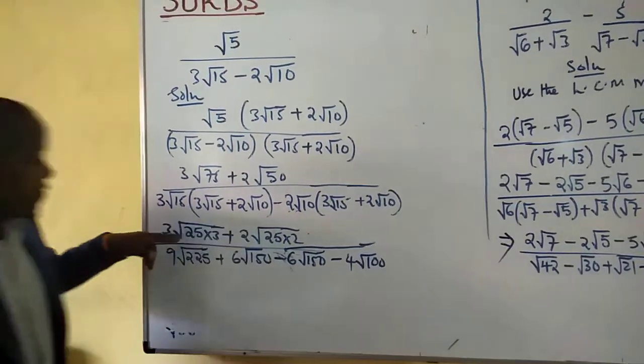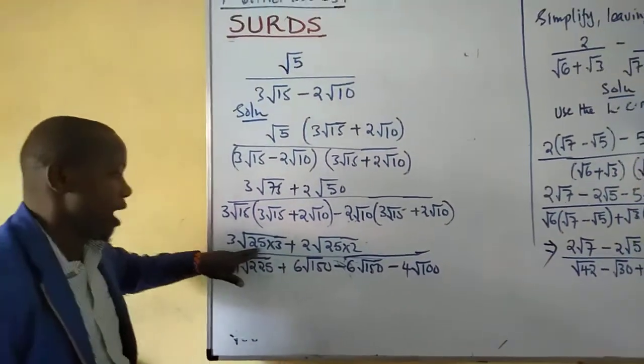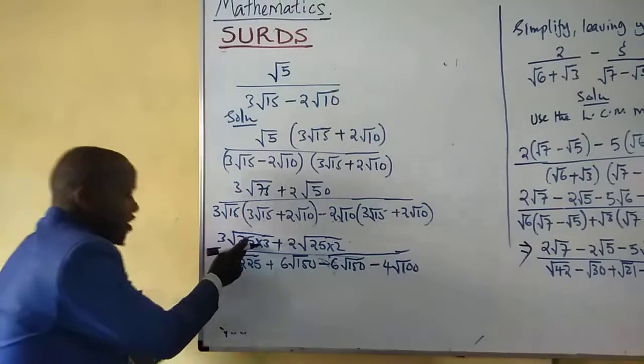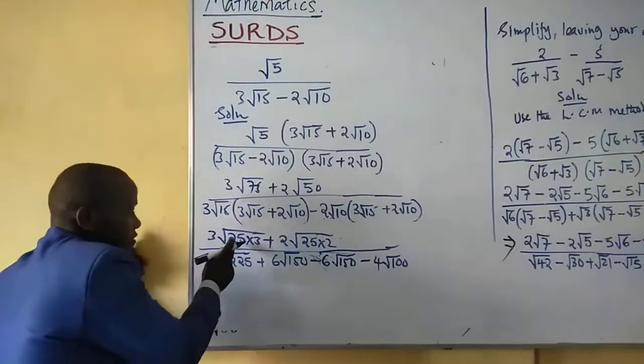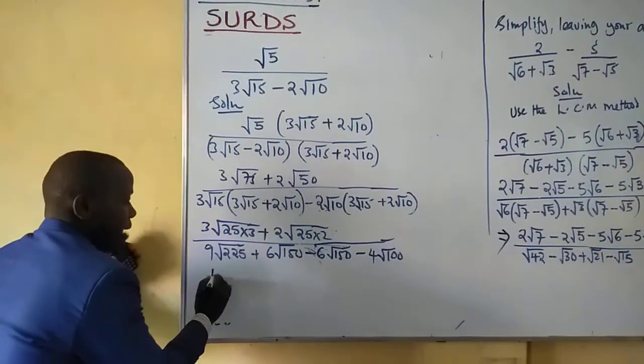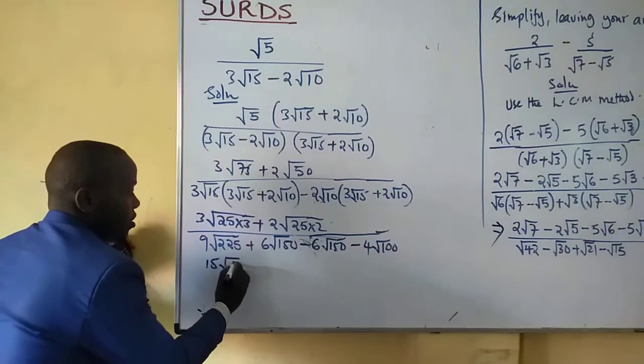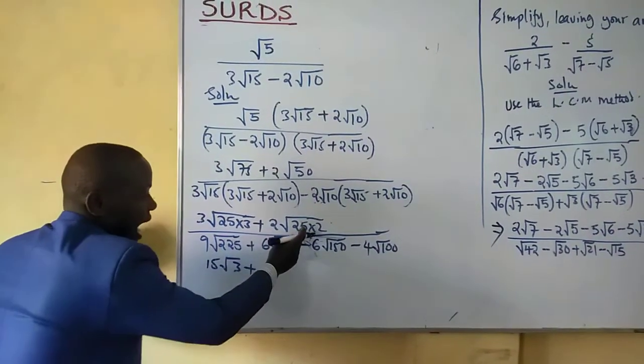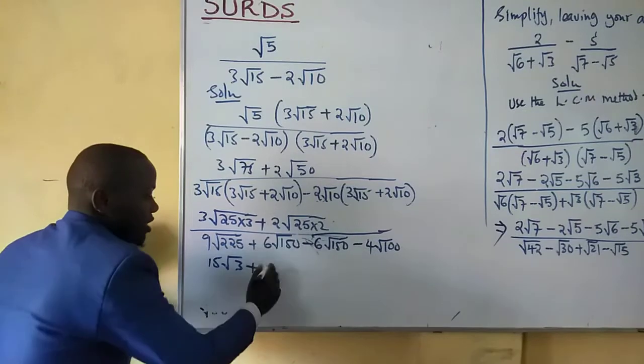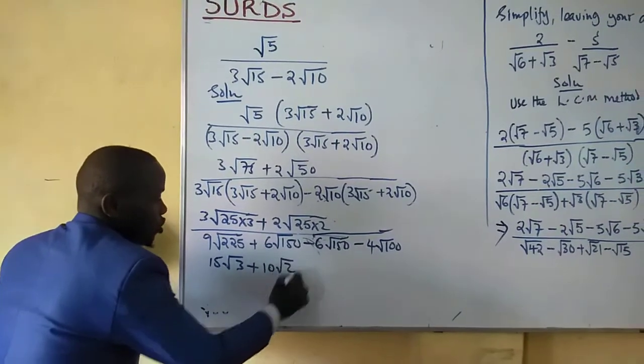Therefore, with this now, this one is a rational number. Therefore, the square root of 25 is 5. Therefore, 5 by 3 becomes 15 root 3 plus, again, root of 25 is 5 by 2, 10 root 2.